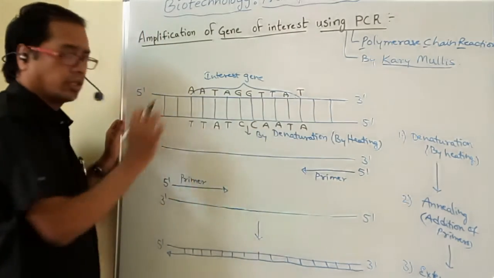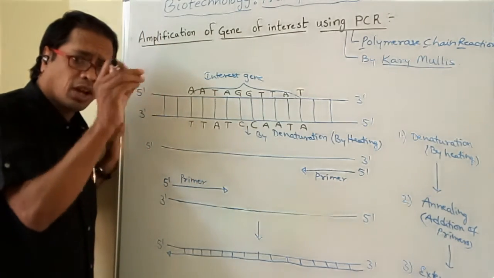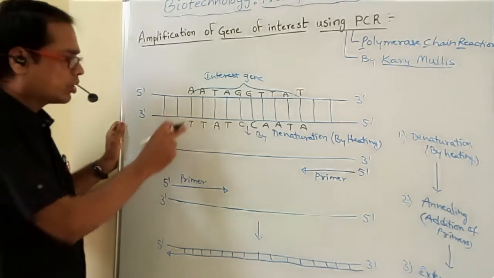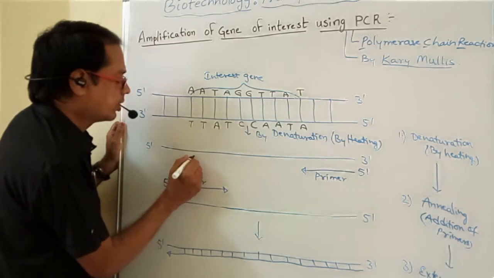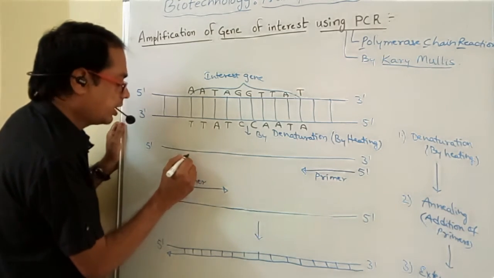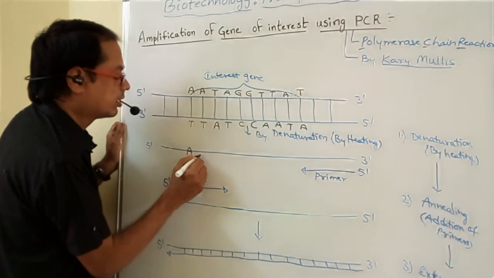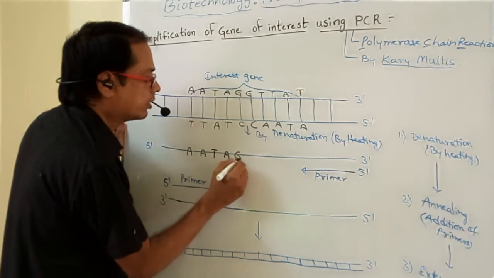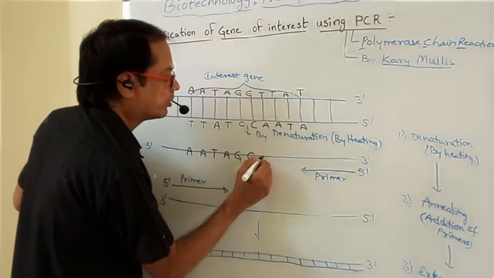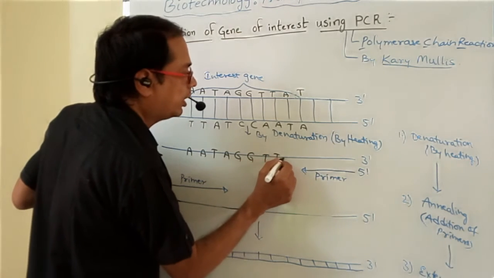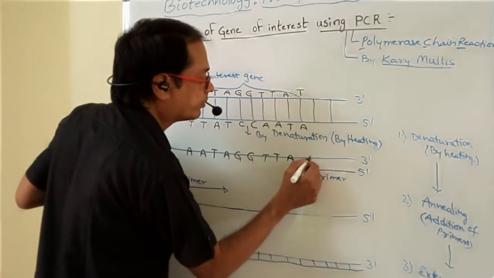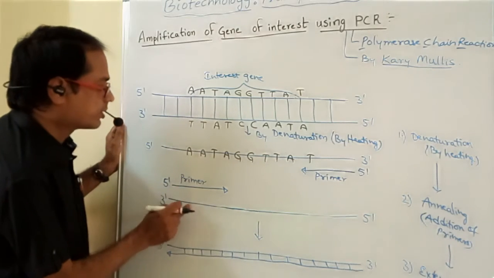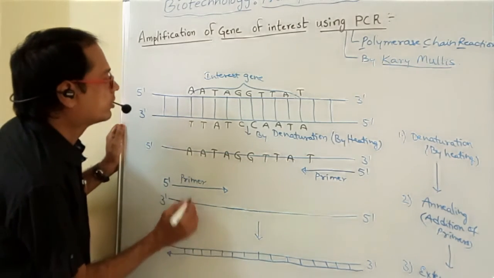If any one strand of the desired gene sequence is known, can we expect the primer sequence? Yes. So these 2 strands are separated. Let us suppose here is this strand, that is A, T, A, G, G, T, T, A, T. And what is the complementary sequence? That means this one.